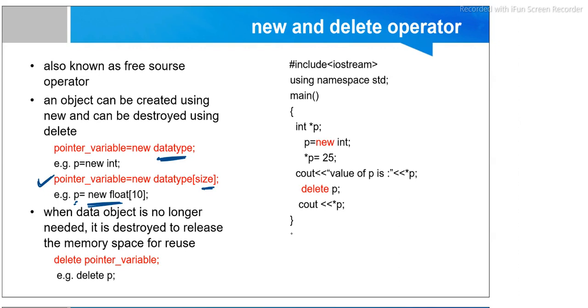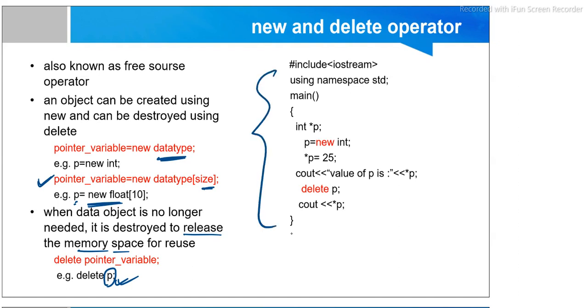So basically, to release the memory space we use this delete operator. The syntax is delete space pointer variable name. Here, the pointer variable name that we have taken in our program, we need to specify. We just have to mention delete space and the pointer variable name. Let's analyze this example here.